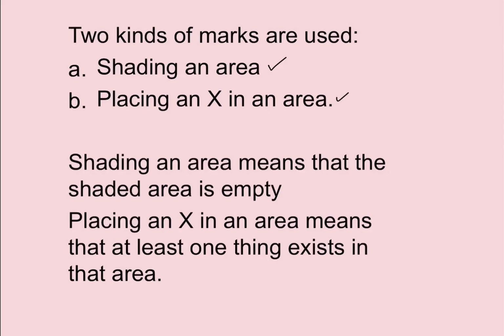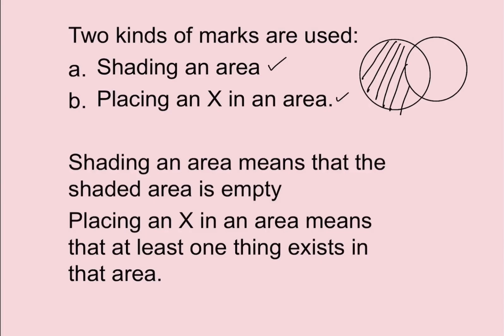Now let's see कैसे. So let's say we have two circles. So either we can do shading or we can use X. So shading का meaning क्या है? It means that the area is empty. And X का meaning है that there is at least one thing in that area.